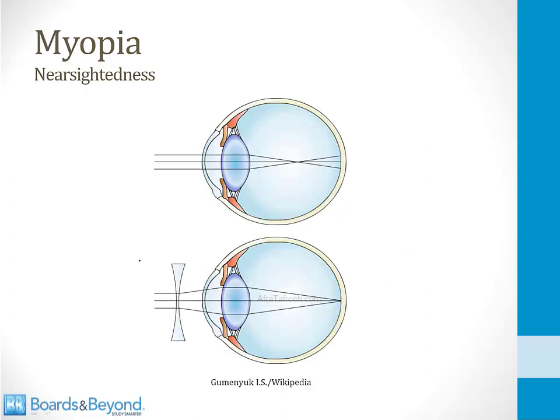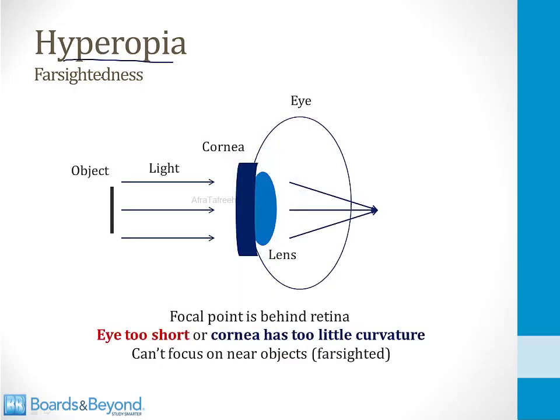And this is another picture from the web just to make this even more clear. In the myopic eye on the top, the focal point is in front of the retina. The negative lens spreads the beam of light out a little bit more before it reaches the cornea. This corrects the focal point so that it falls on the retina. Hyperopia is the opposite problem. This is farsightedness. In this case, the focal point is behind the retina, as I've shown on the screen here. This happens when the eye is either too short or the cornea has too little curvature. This results in eyes that cannot focus on near objects, and thus the patient is called farsighted.